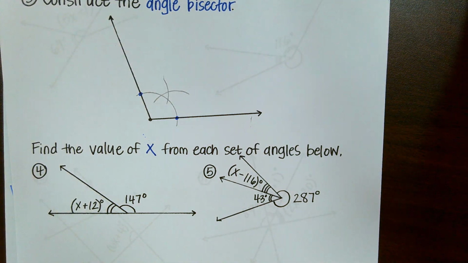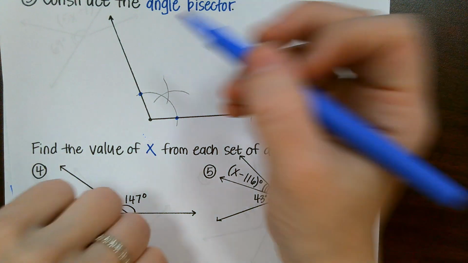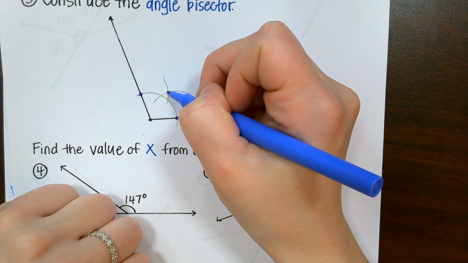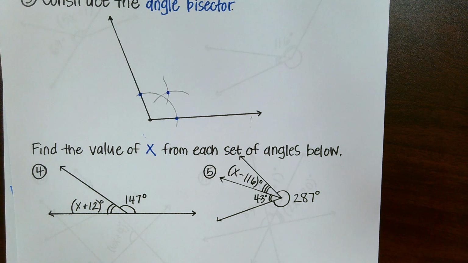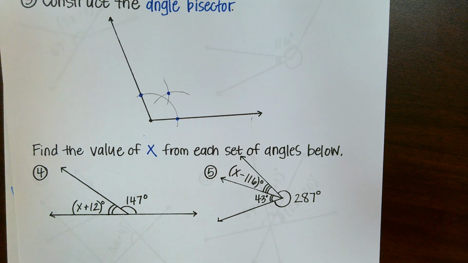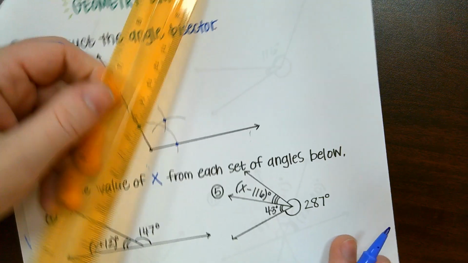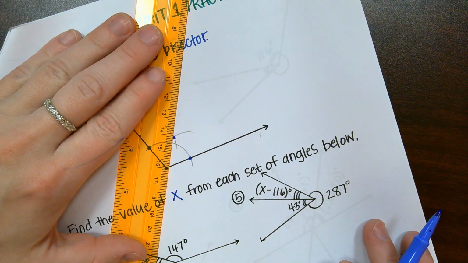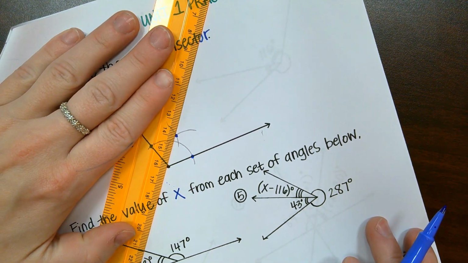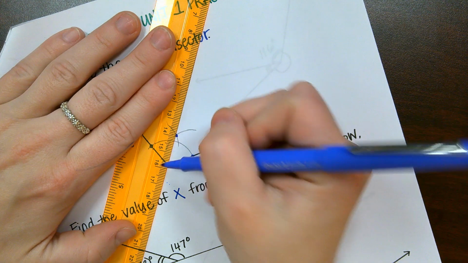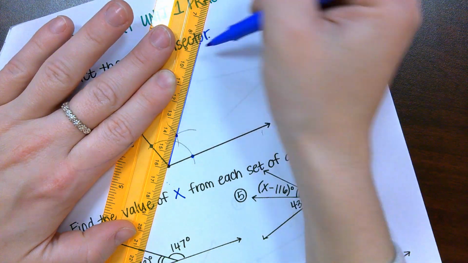Perfect. So now I've created another intersection right here. And to construct that angle bisector, all I need to do is connect my vertex to that new point with a straight edge. So I'll line it up like this. And there we go.